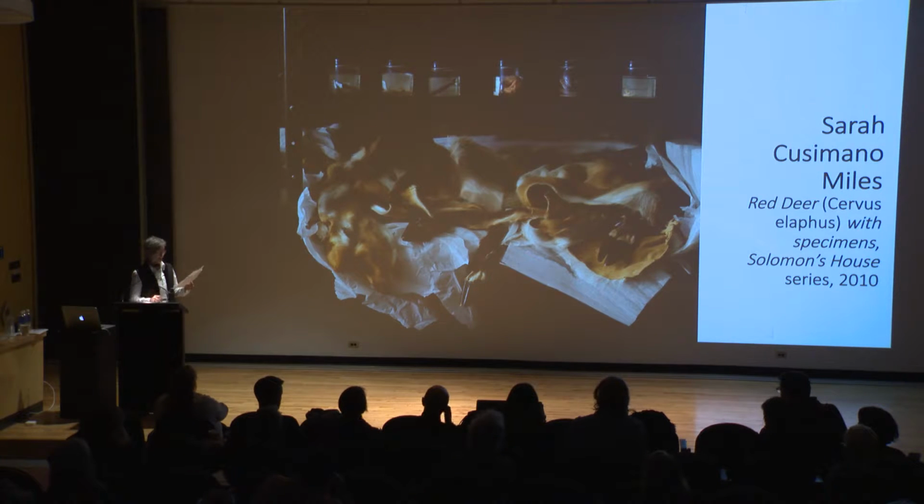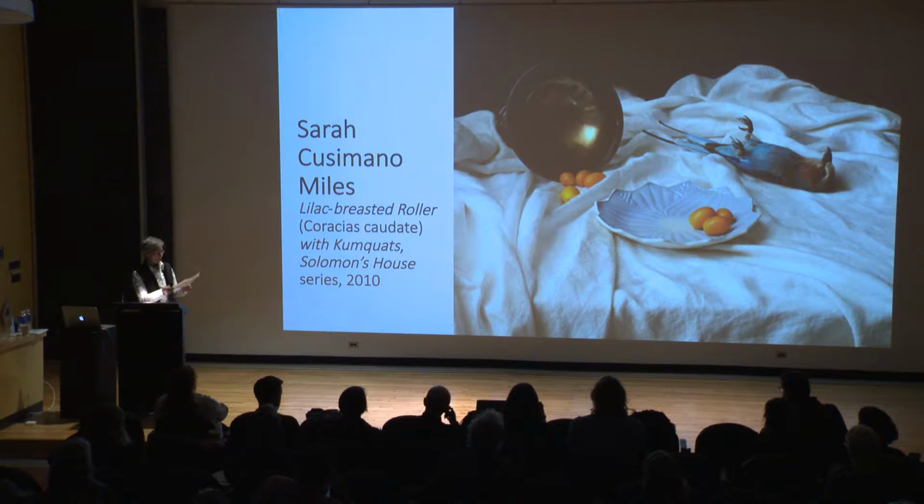The taxidermied objects in these images, like the bird in Lilac-Breasted Roller with Kumquats, another image by Sarah Miles, call upon the viewer to contend with what she calls a hyperreal photographic space in which every detail is in the sharpest possible focus. In this way, and through the artist's deliberate manipulation of the dead animal objects to create a scene, they are enlivened. It is as if they have a story to tell.